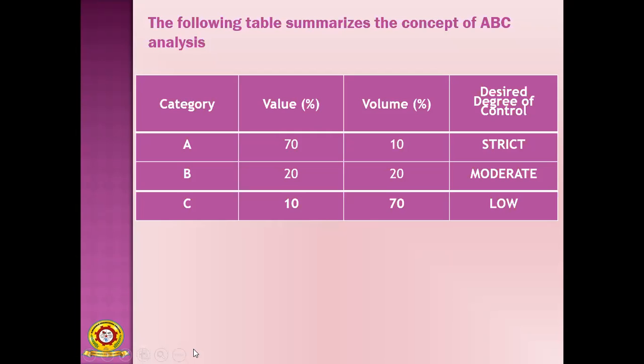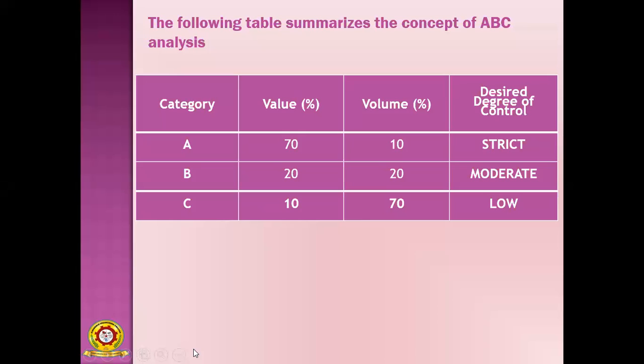The desired degree of control is moderate. And third category, the value of the raw material is 10%, and you have to maintain the quantity high because that is a low price item. Then you have to maintain 70%. So total 100%. Value is 100% and volume is 100%. 70 plus 20 plus 10 is 100%, and 10 plus 20 plus 70 is also 100%.